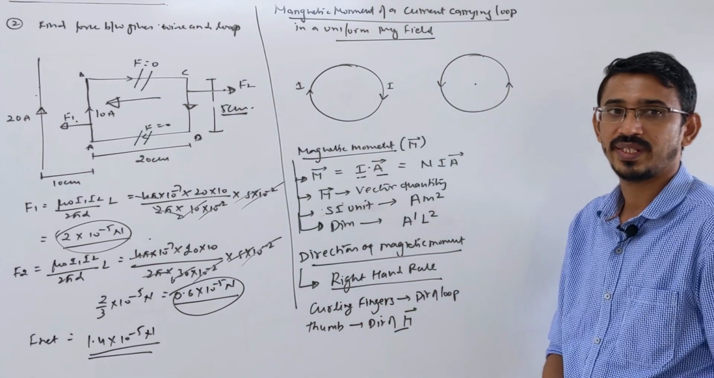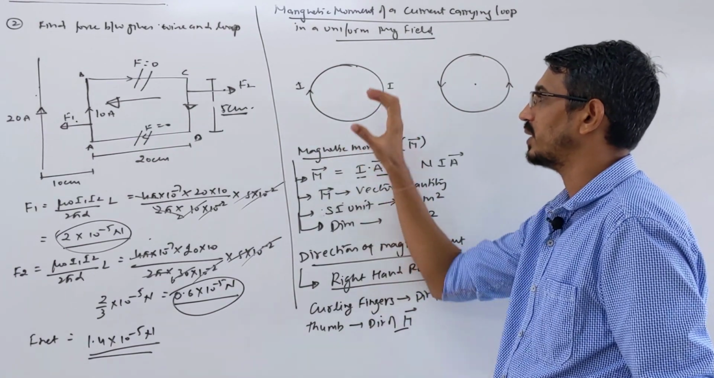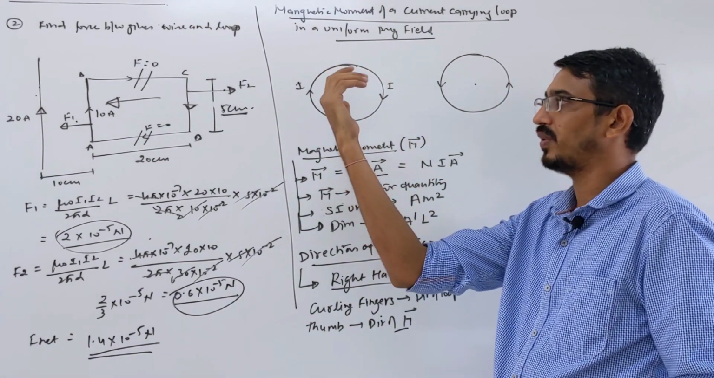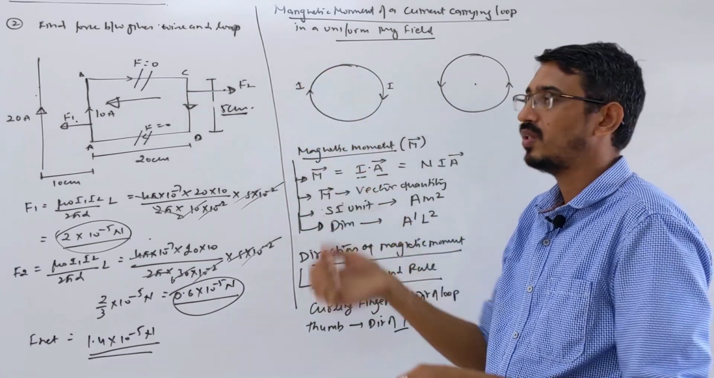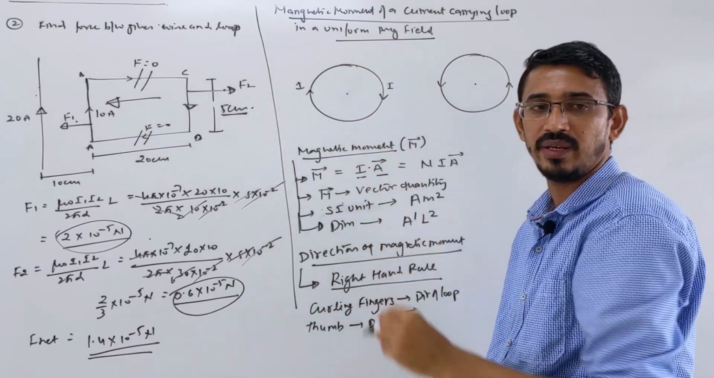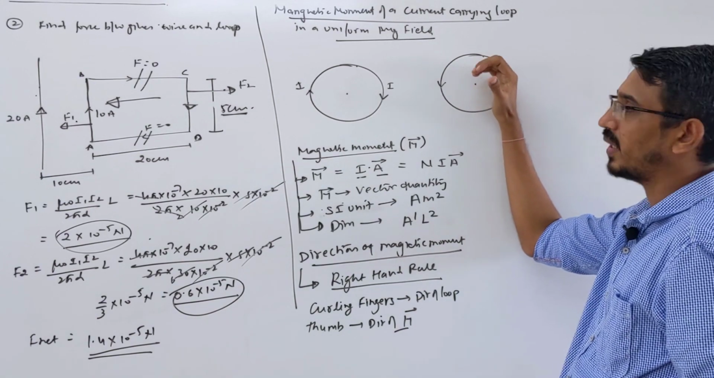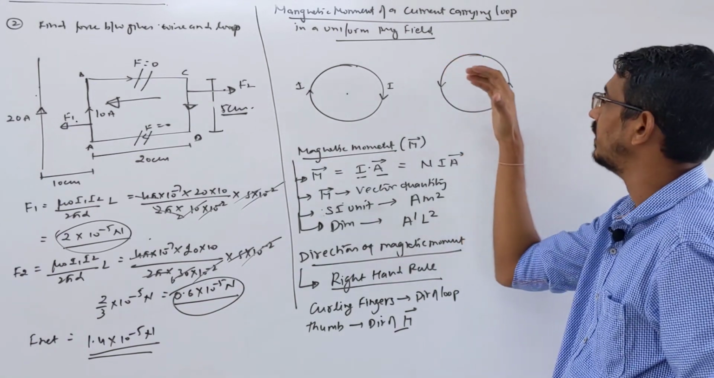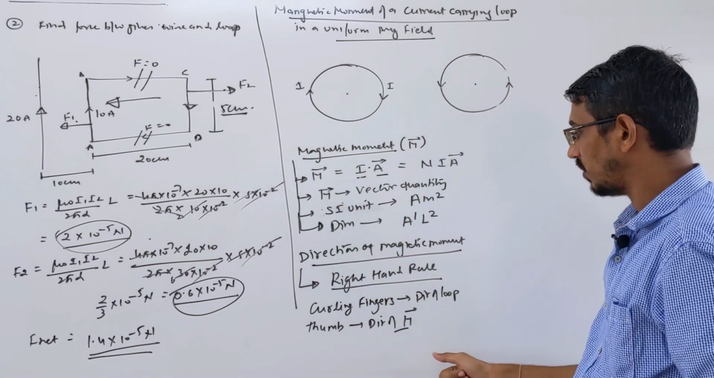For example, this is a loop. Here current is flowing clockwise. So you have to adjust your hand like this. Your fingers show the direction of clockwise. Then your thumb will be straight inward. So magnetic moment is inward, perpendicular to the plane. Anti-clockwise current means grab your hand like this way. So magnetic moment will be outward. Correct? Fingers show the direction of the current in this loop. Then thumb shows the direction of the magnetic moment.